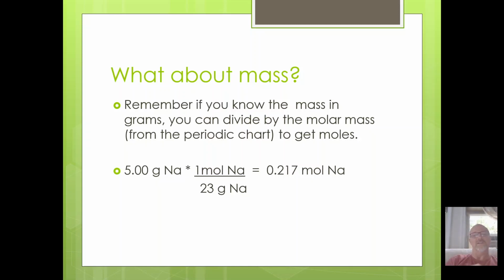So for this example, if I have 5 grams of pure sodium, well, on the periodic chart it's 22.9 something, I rounded it to 23 grams of sodium for every 1 mole. So to figure out moles, I'm dividing by the grams. And 5 grams of sodium is about 0.21, a little under a quarter of a mole.